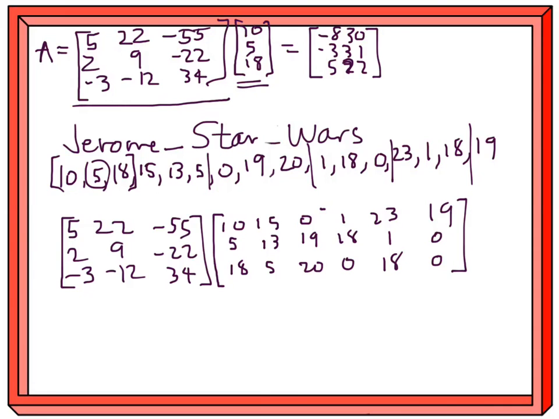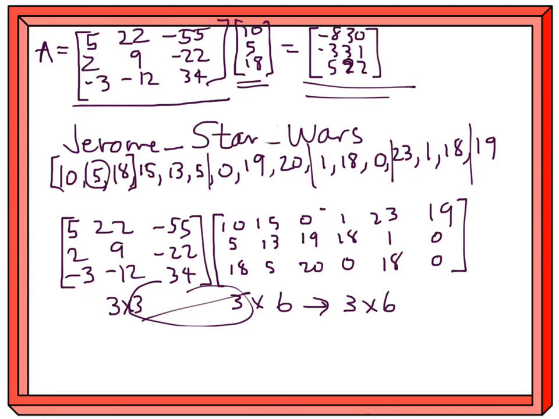Now, I can do this all at the same time because this is a 3 by 3 multiplied by a 3 by 6. So my answer will be a 3 by 6 matrix, and it'll be all of my secret message in the encoded numbers. So give that a try with making a new matrix A, and what you are supposed to do is encode your name and your favorite book for the retake.